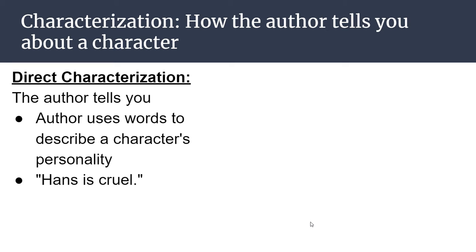First, there's direct characterization. The author just tells you the information. This is something that happens a lot more in stories for younger people. So a lot of times children's stories will do this. They'll just go through and tell you directly about a person or a character. Like if you're reading a book about the movie Frozen that was written for a younger audience, it might just tell you Hans is cruel. It might just come out and use those words and actually tell you about the character. So when that happens, it's called direct characterization. The author is being direct about giving you information about a character.